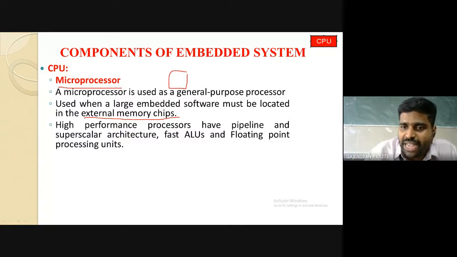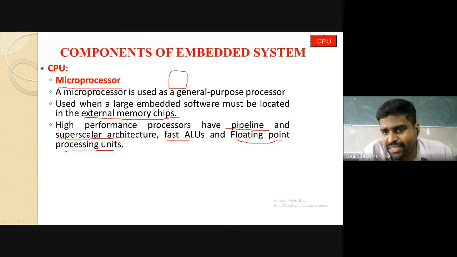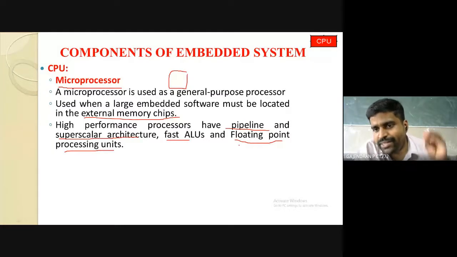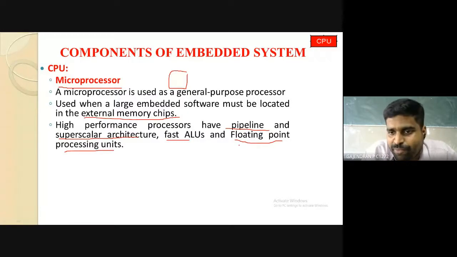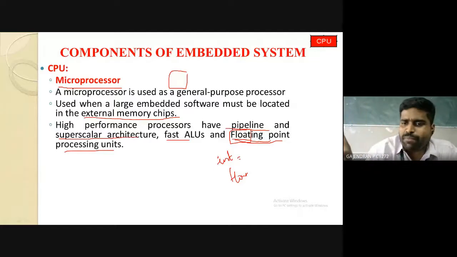Those processors will have pipeline, superscalar architecture, fast ALU, floating point processing unit. Don't worry about these individual keywords, just note them down. We will discuss these points in detail in that section. In a C program, you declare variables as int or float. What does float mean? Is it a whole number or a fraction number?